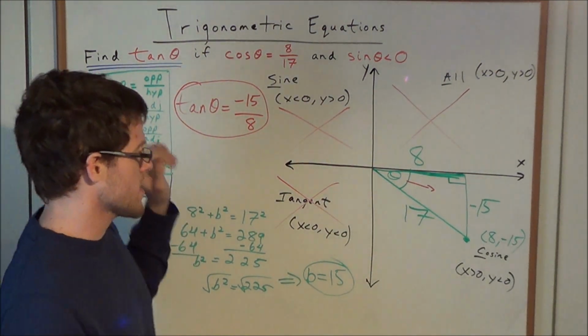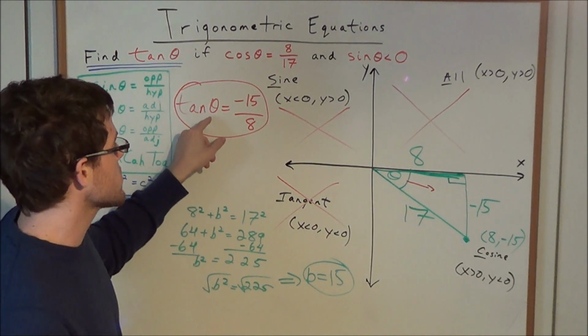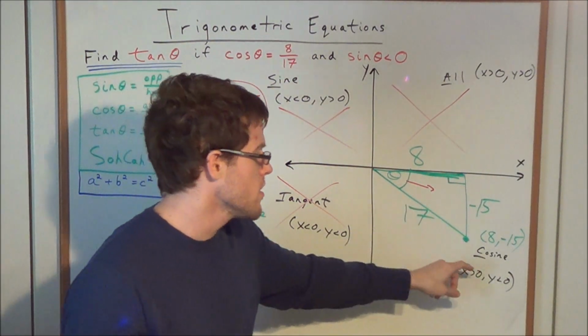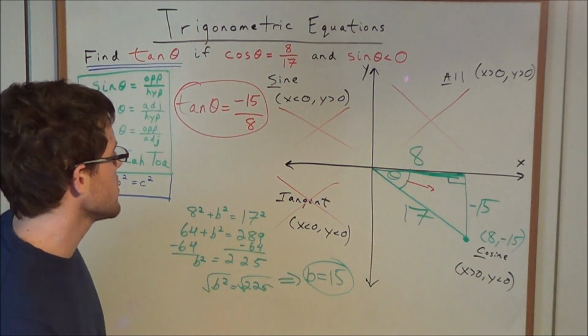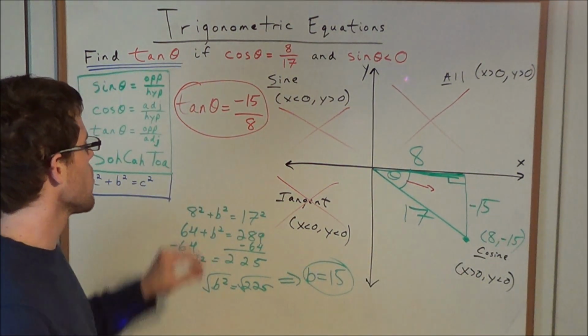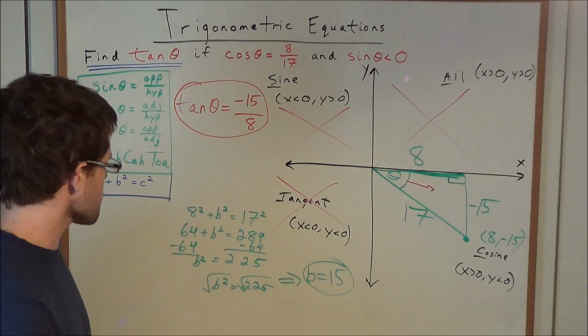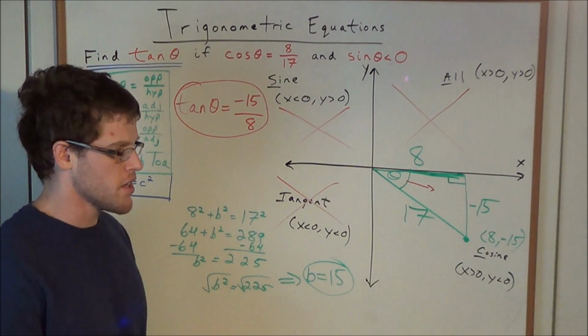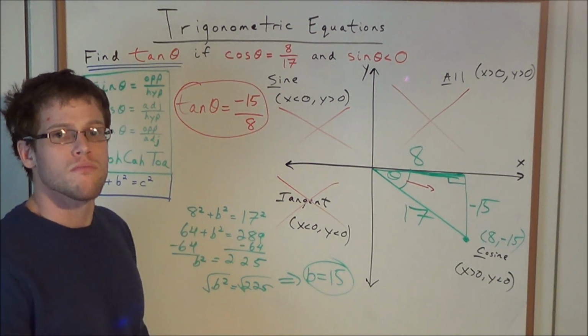As I said before, it's a good thing that our answer came out to be a negative value, because we're in the fourth quadrant and only cosine is positive in the fourth quadrant. So we know that our answer is going to check out. Okay, this is going to conclude the problem as well as this video, and I hope that it was helpful. Thank you for watching.